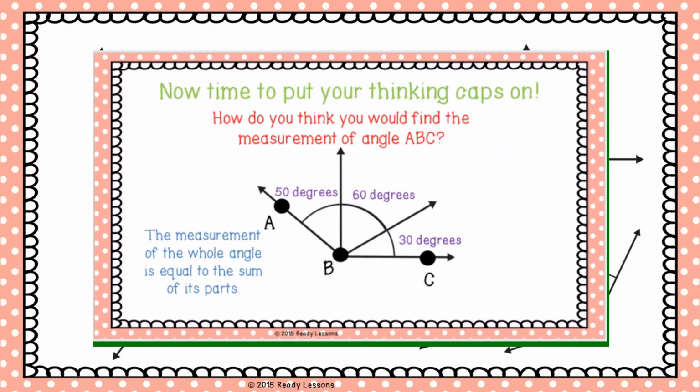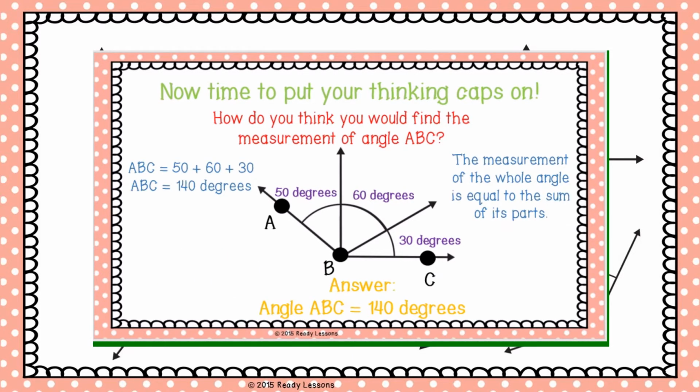Now, time to put on your thinking caps. How do you think you would find the measurements for angle ABC? Well, if you look, you have 50 degrees, 60 degrees, and 30 degrees. So, the measurement of the whole angle is equal to the sum of its parts. So, we would look at the angle, and we put them together.